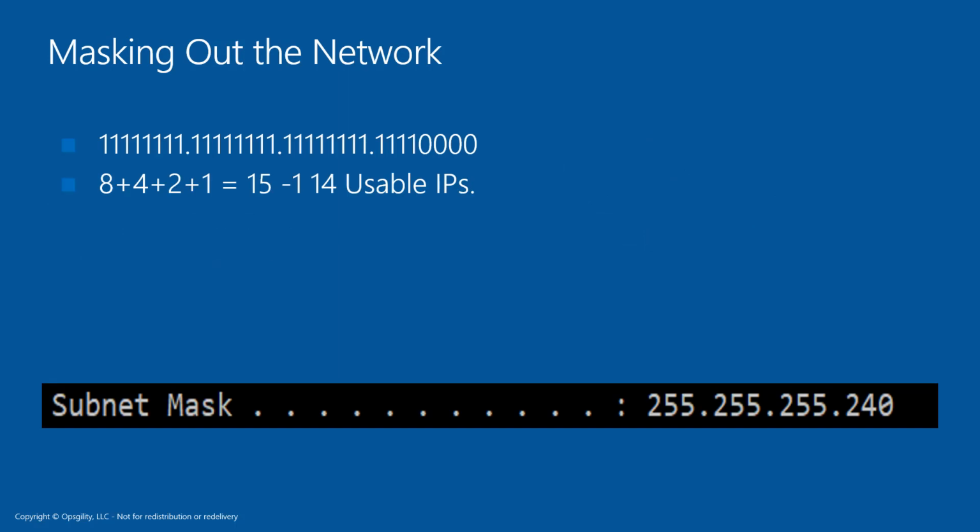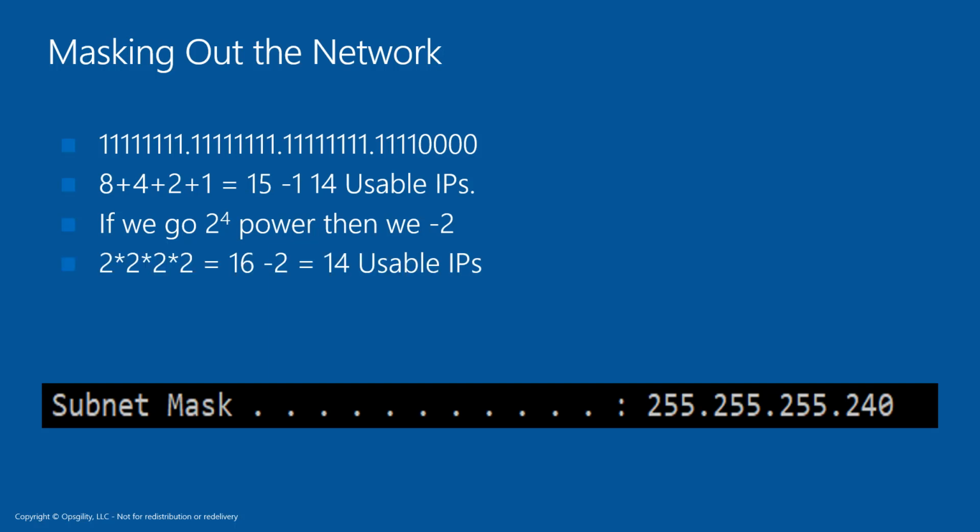So let's mask that out once again. 8 plus 4 plus 2 plus 1. That's those 4 zeros. That equals 15. 15 minus 1 equals 14 usable IPs. Let's say we don't want to use the adding up of the binary numbers. Let's say we want to use the power of 2. So if we go to the power of 2, we do 2 to the 4th power, because remember, there's 4 numbers available there. And then we subtract 2 numbers from that, 1 for the broadcast, 1 for the network. 2 times 2 times 2 times 2 equals 16. Minus the 2 equals 14 usable IP addresses. We got to the same number, we just did it 2 different ways.